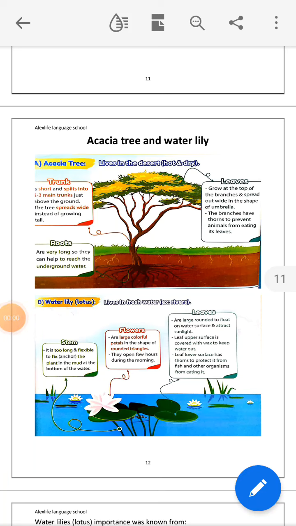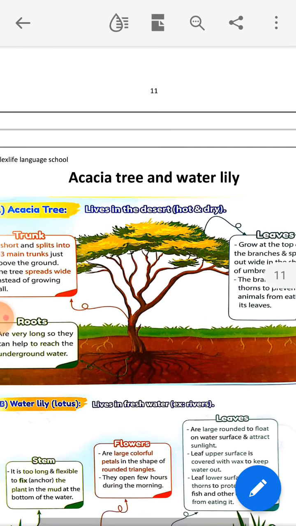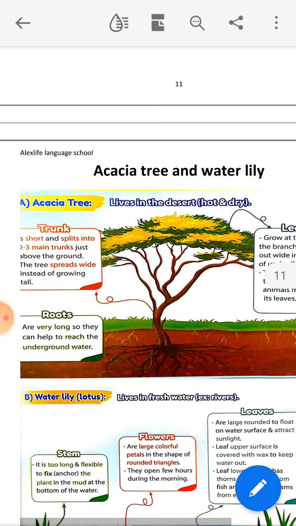Hello Junior 3, today we will talk about acacia tree and water lily. We will begin with acacia tree. Acacia tree lives in the desert, hot and dry weather.